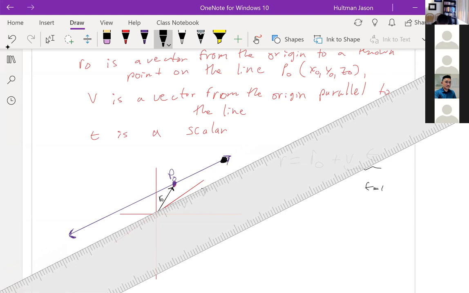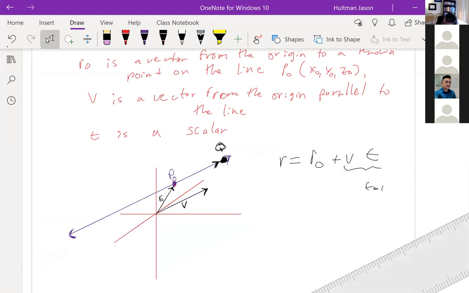Or P, it really doesn't matter. I'll just call it point Q. Okay, and I'm going to make this vector here. I'm going to call this vector A. Vector A. This is vector A.